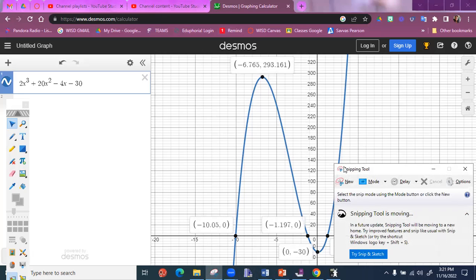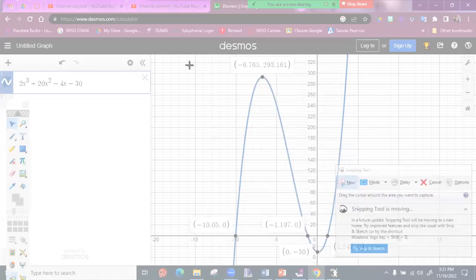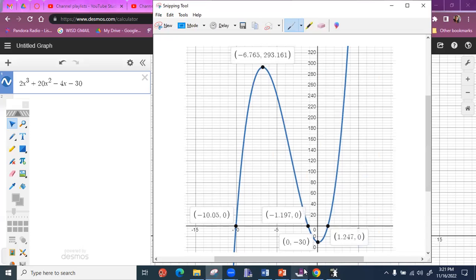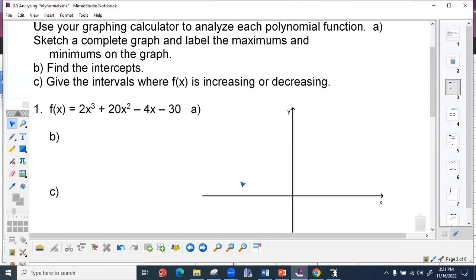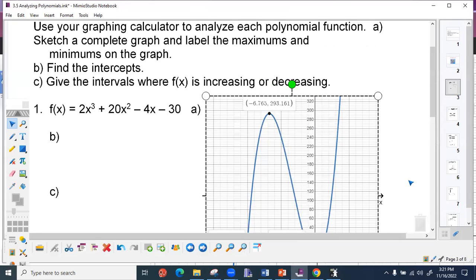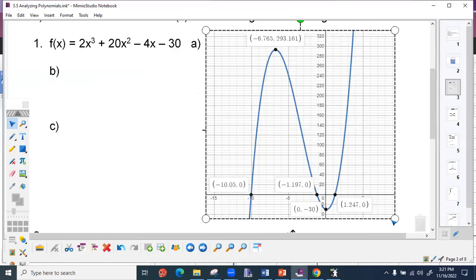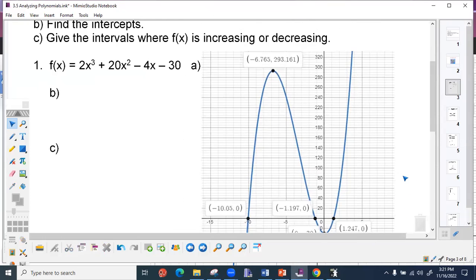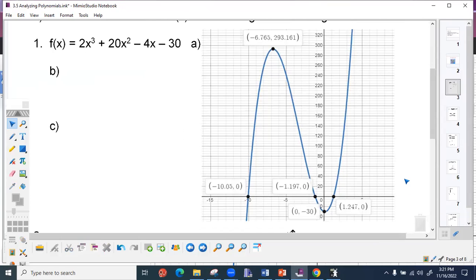Since I am using Desmos, I'm not going to draw. I'm just going to grab and go. So we can do this on our quiz? No, you cannot. You can use Desmos, but you can't copy and paste anything. You've got to be able to analyze it.